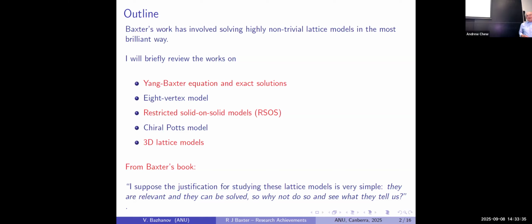Yes, so Rodney, in the introduction to his book, wrote, "Why do we solve these problems?" And he answers, because we can do that. And why don't we do so and see what they will tell us?